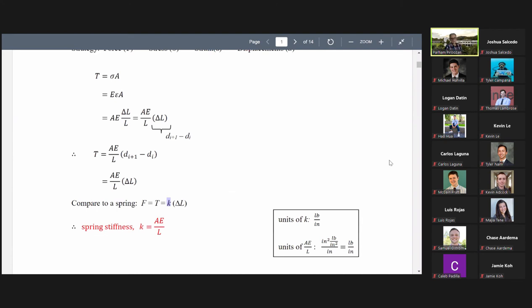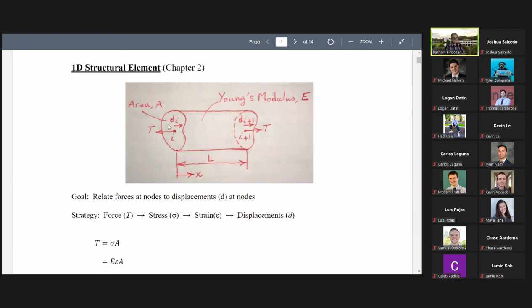Look at this one. The units of K are pound per inch, as you said, but for the units of AE over L, area is inches squared, E is modulus of elasticity, pound per inch squared, and length is inch. So simplify this, you get pound per inch, the same as K. So what it means is that this bar behaves like a spring. Its stiffness is AE over L. This is behaving like a spring.